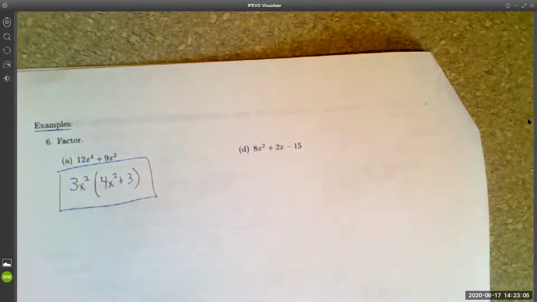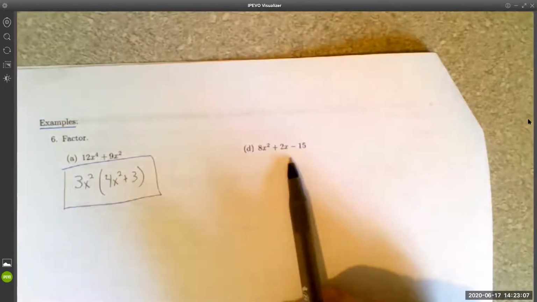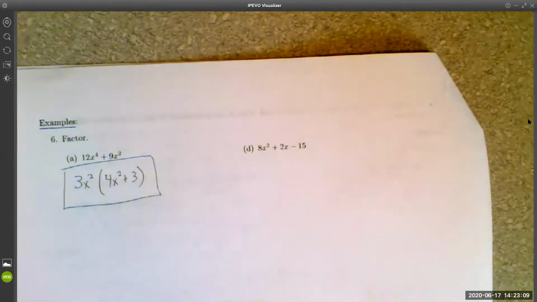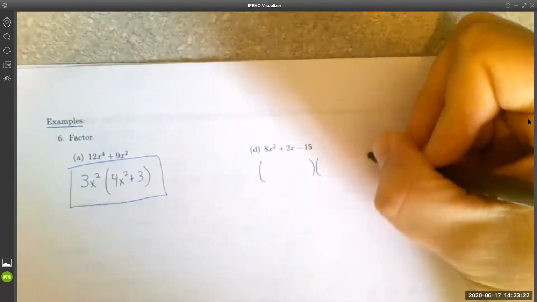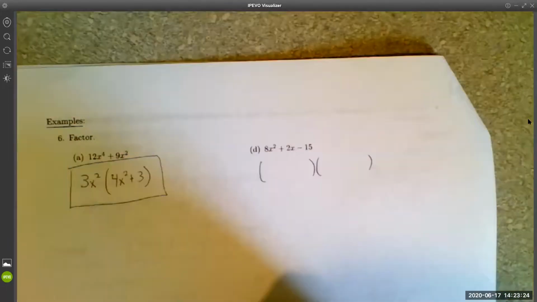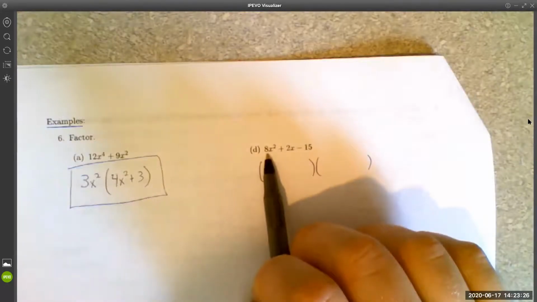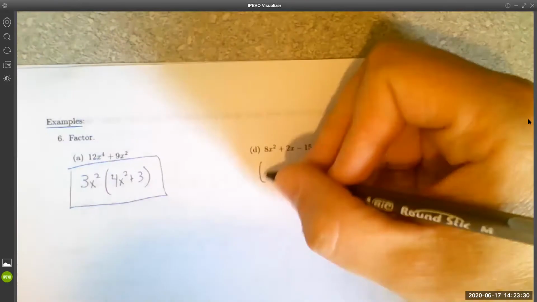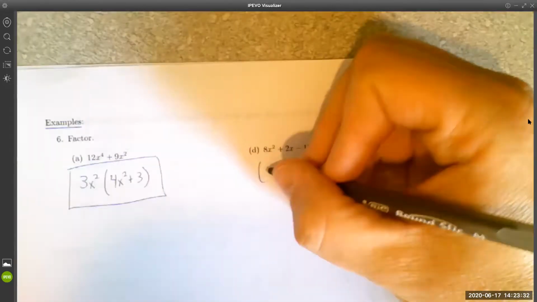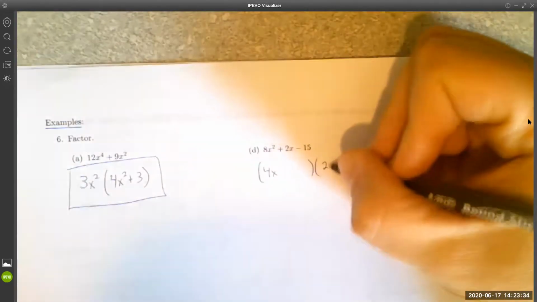Here's another trinomial. This time, we don't have a GCF that we can factor out. So let's try to factor this thing. So I have a couple different options to get 8x squared. It could be like 8x and x, or it could be 4x and 2x, right? That would give me 8x squared. I'm going to guess 4x and 2x. I could be wrong.